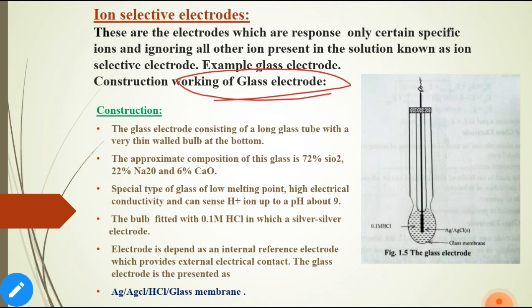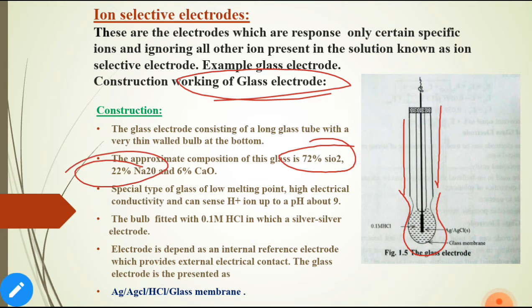How do we construct the glass electrode? It consists of a long glass tube with a very thin walled bulb at the bottom. This glass is made up of an approximate composition of 72% silicon dioxide, 22% sodium oxide and 6% calcium oxide.